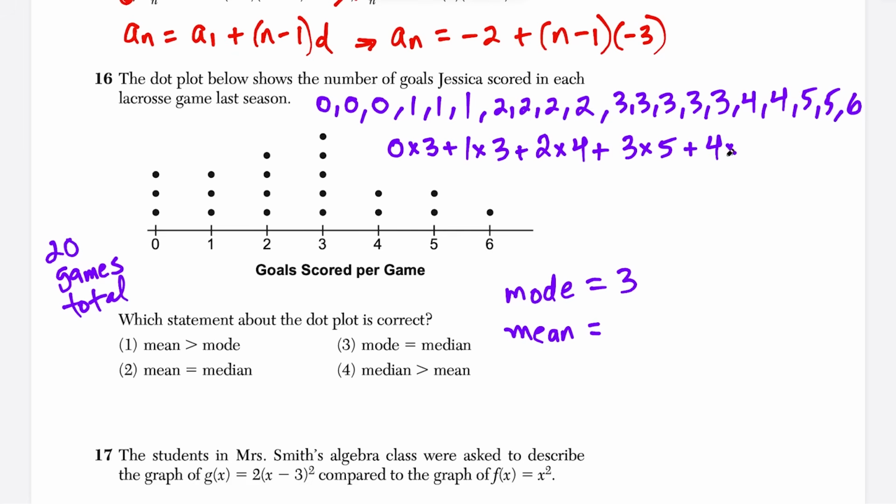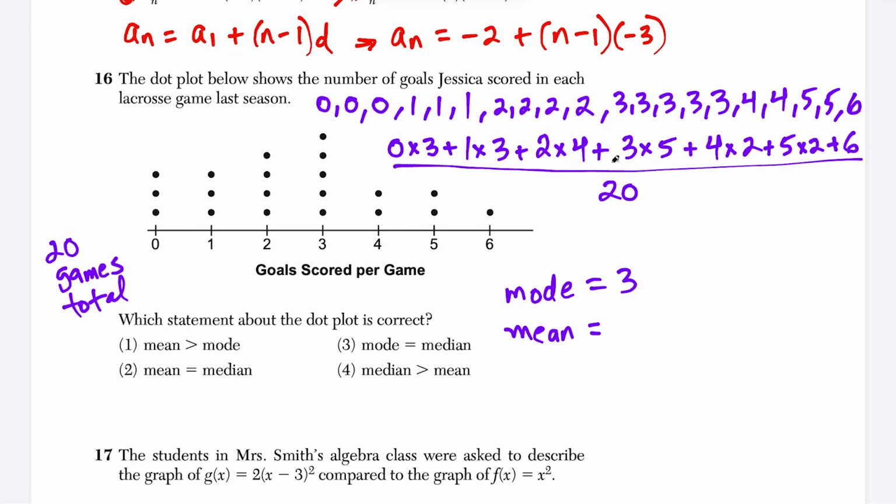So the 4 goals happened twice. And then there were 2 games where Jessica scored 5 goals. So 5 goals happened twice. And then there was just 1 time that Jessica had a game where she scored 6 goals. And then I divide all of this here by 20.